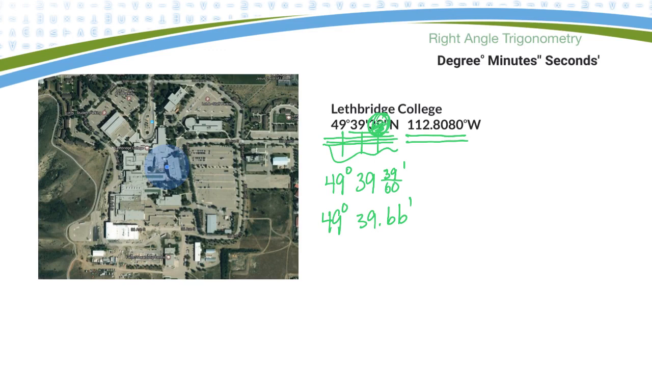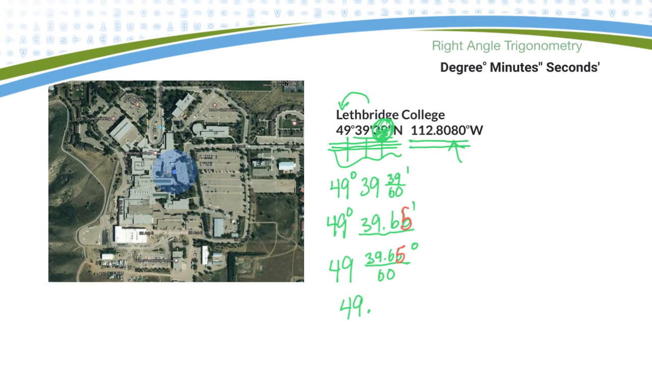Okay, not there yet, because I want it decimal degrees. I want it to look like that one. So then I take the 49, and now I'm going to figure out what portion of a degree this is. To do that, you take your whole answer, 39.66, whatever that was, and divide it by 60, because there's 60 minutes in a degree. Actually, let me do it on my calculator. 39.65 divided by 60 is 0.6608. So then I add that to the 49, and I get 49.6608 degrees. So that's what this would be in decimal degrees.